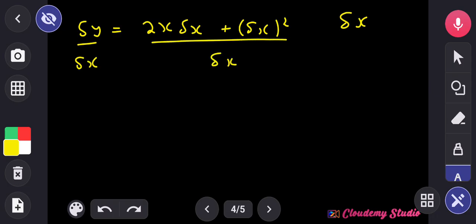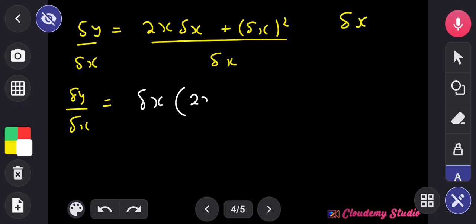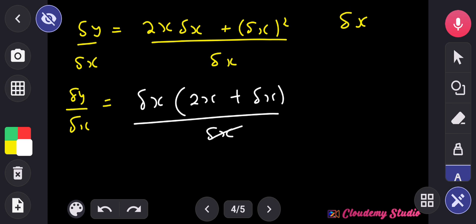We are going to have delta y upon delta x equals, if you look at this very well, we have delta x here and we also have delta x here, which means we can factorize outside. In factorizing outside, we are going to have delta x into bracket 2x plus delta x, divided by delta x. So delta x is going to cancel out delta x.